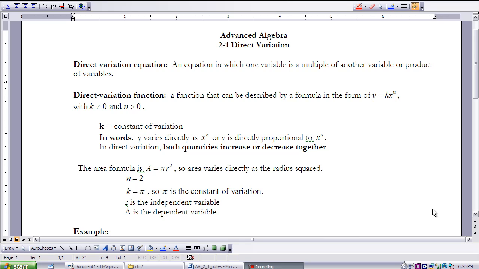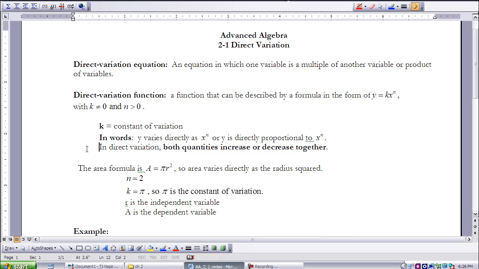When we use direct variation, and inverse variation for that matter, we have a k, and that is considered our constant of the variation. So in words, y varies directly as x to the power of n, or y is directly proportional to x to the power of n. In direct variation, both quantities increase or decrease together. This is very important. You'll want to make note of this on your note packet.